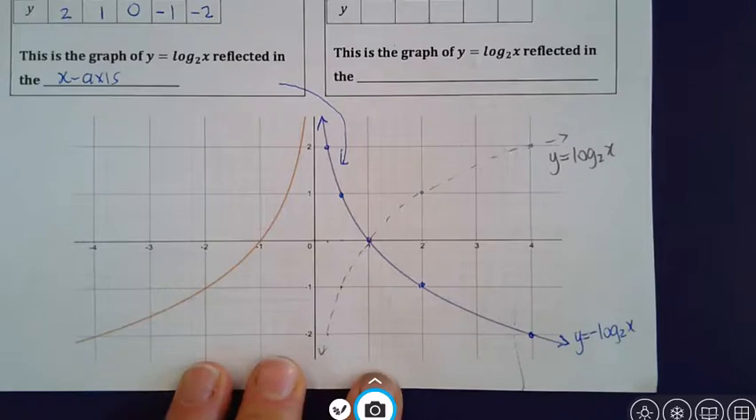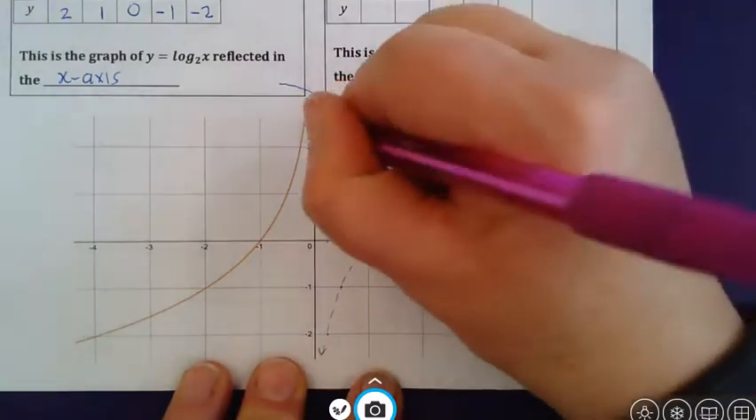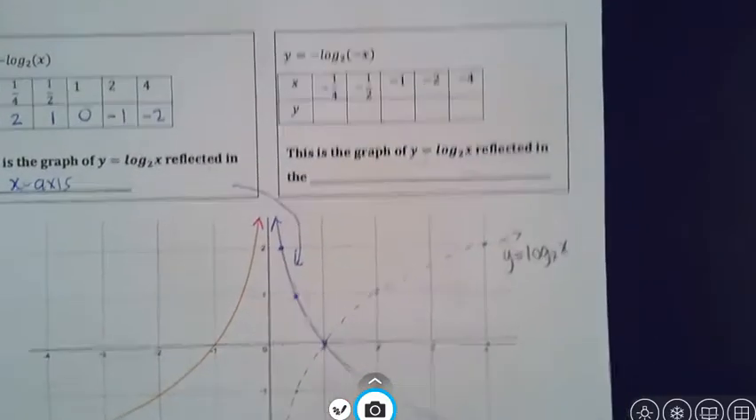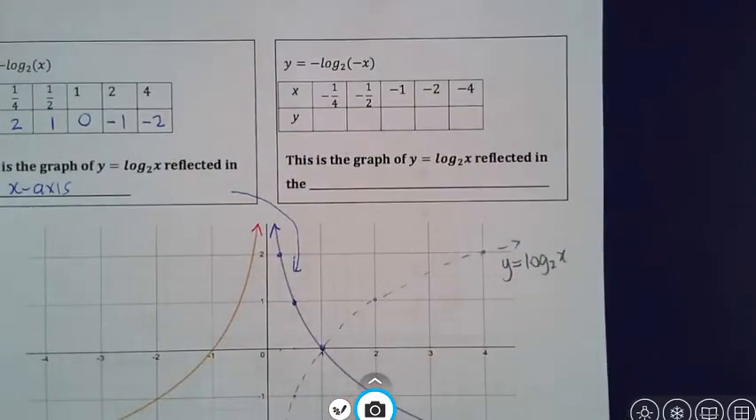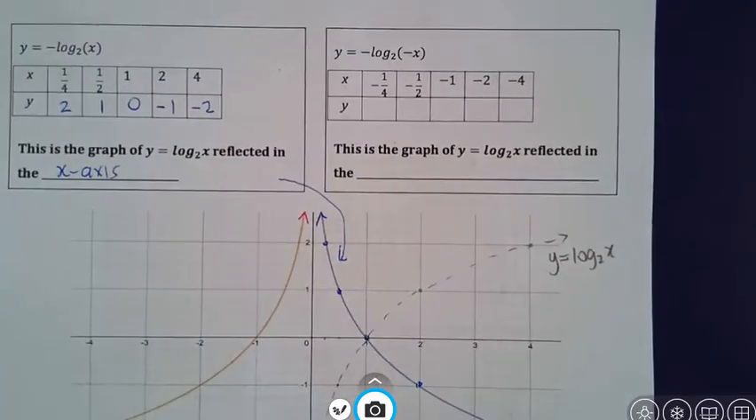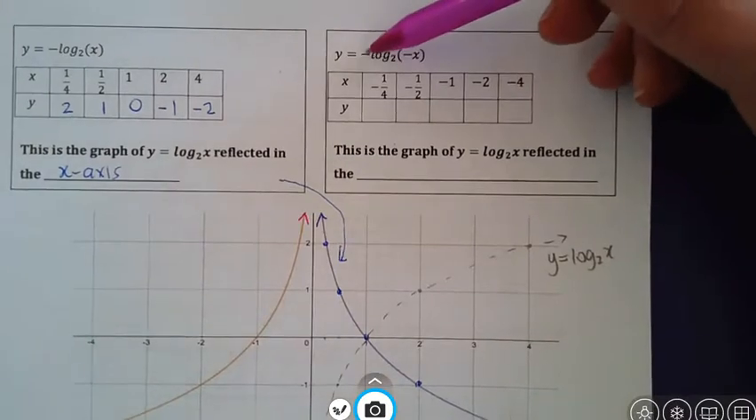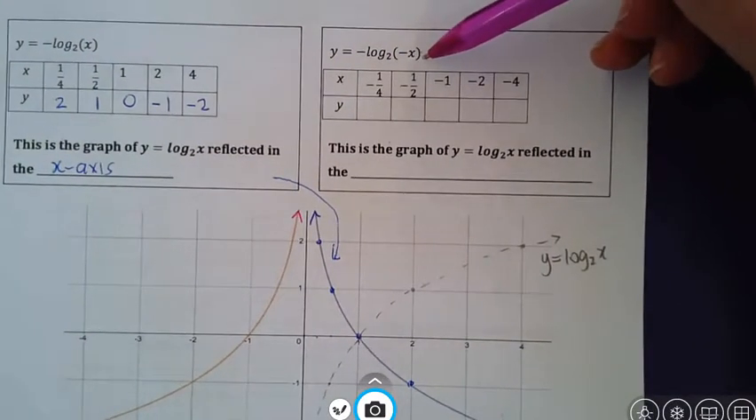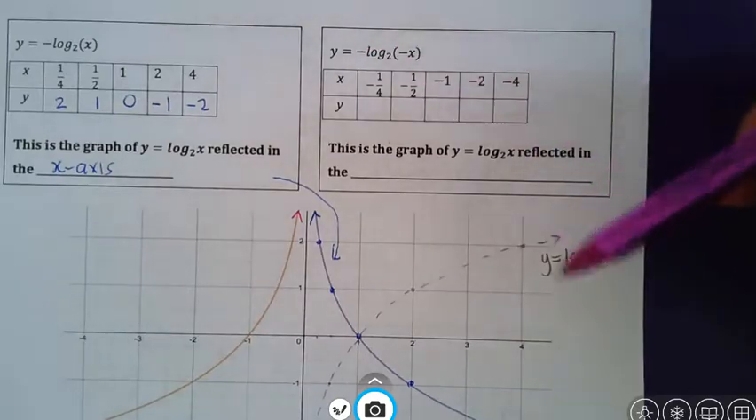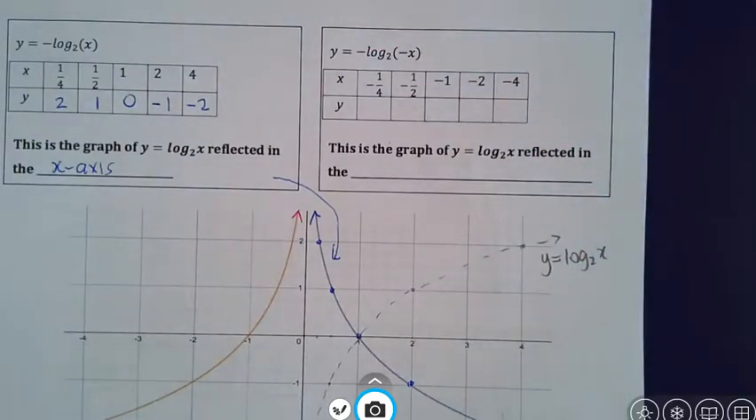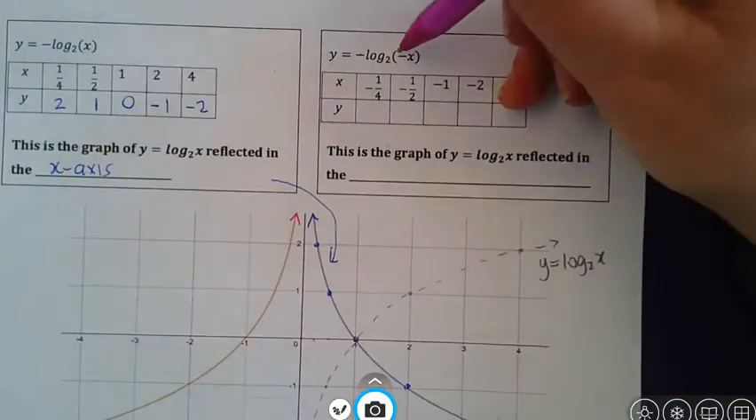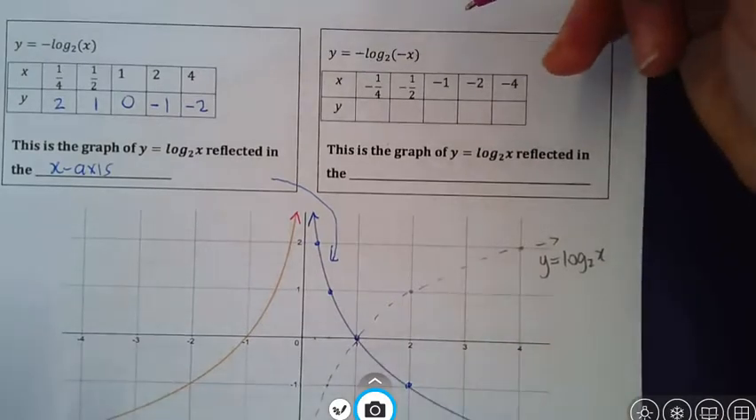Now, the other one, sorry, I should have got these the other way around. Doesn't matter. Very late at night. And the other one. So what's happened to this one? It's log to the base 2 of negative x, which means it's reflected in the y-axis, and then the negative, it's reflected, then that has been reflected in the x-axis. Because you've got the negative there, which flips it down, but this negative x here flips it sideways.